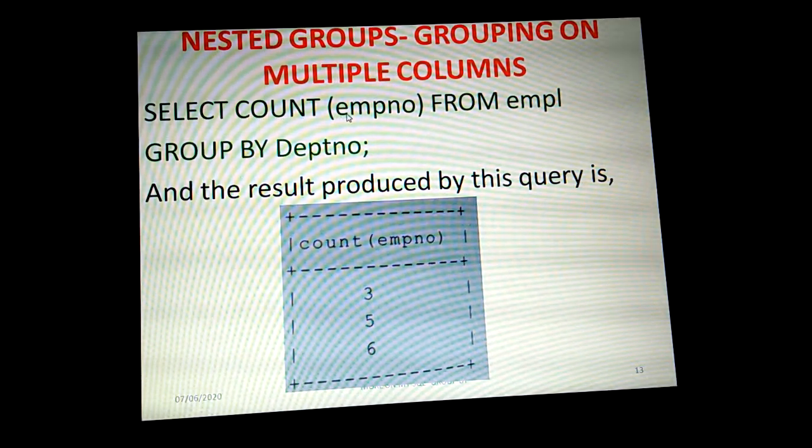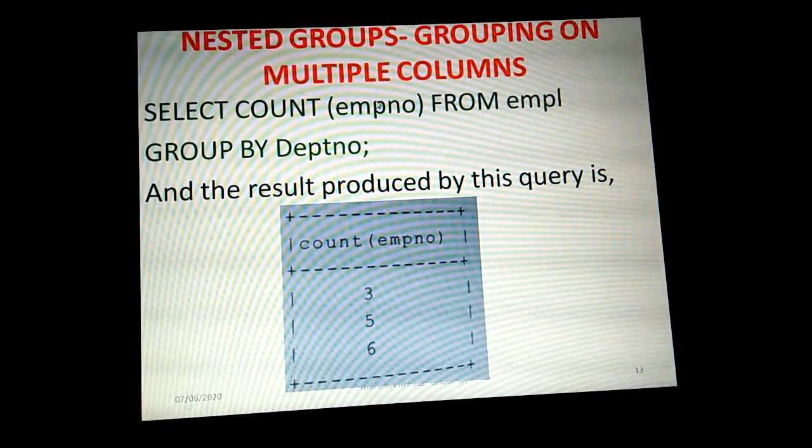Only one field we have mentioned here, so count of employee number. Count of employee number means employee number is going to be counted based on which grouping? Department number wise. That is, for department number 10, how many employees are there. Those employee numbers are going to be counted here with the help of the COUNT function.